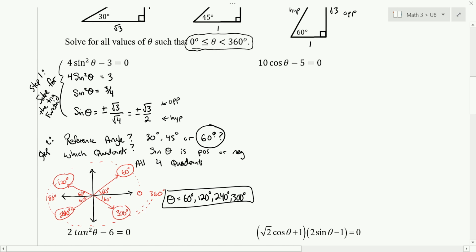Okay? That's what you do to solve these types of equations. Step 1, solve for the trig function. Step 2, ask those 2 questions: what reference angle, which quadrants, and then find those 4 pieces. Try it with the next problem. 10 cosine theta minus 5 equals 0.